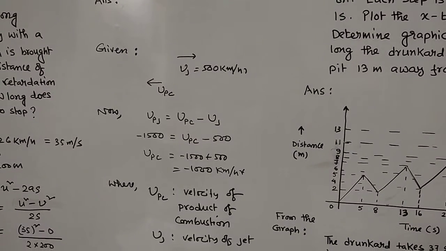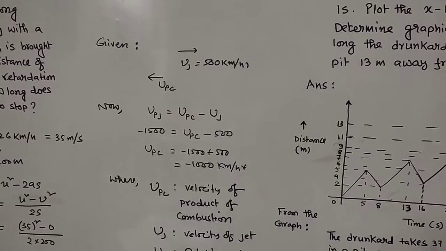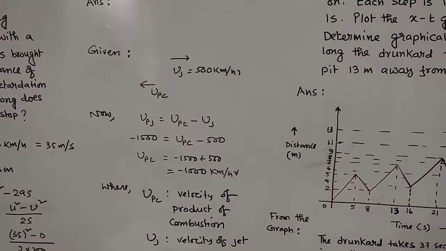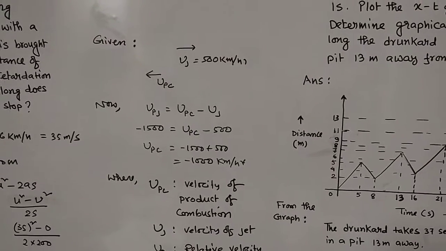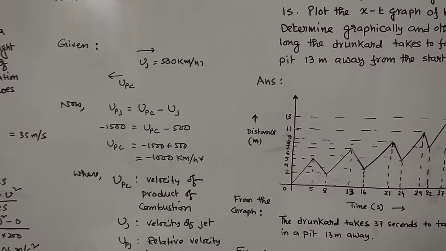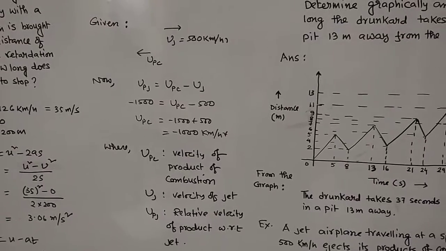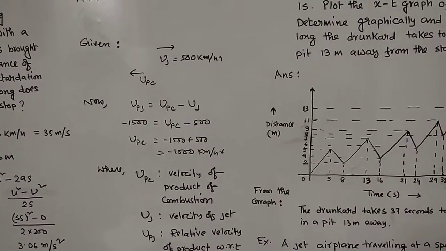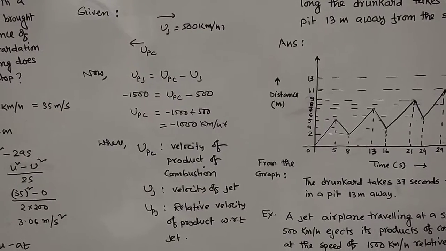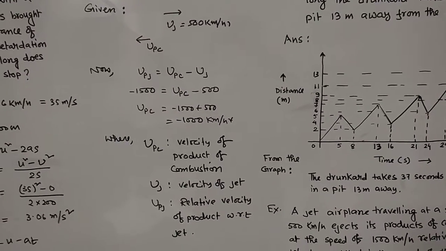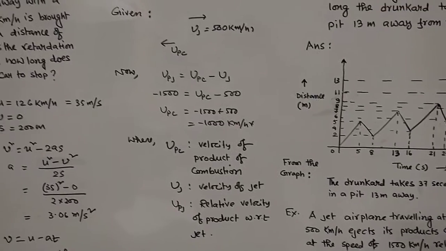So if you simplify, it's your minus 1000 km per hour, and the negative sign is the sign convention which we have taken. From left to right is positive, and from right to left is negative. We have written here VPC, velocity of product of combustion, VJ, velocity of the jet, VPJ, relative velocity of product of combustion with respect to the jet plane.